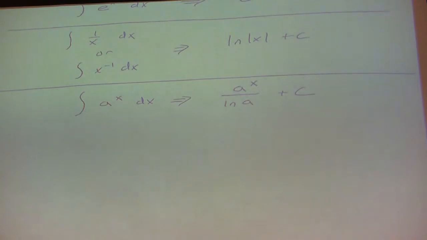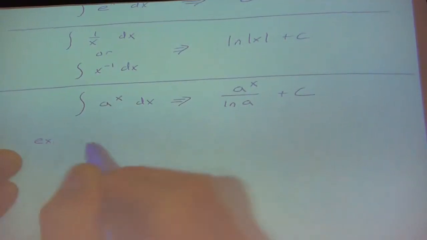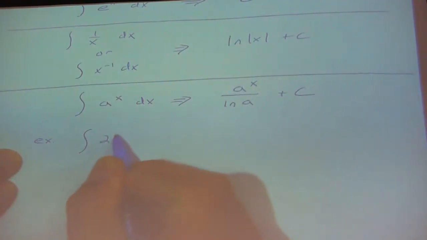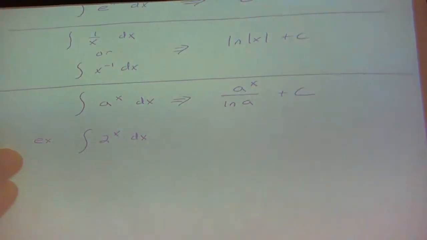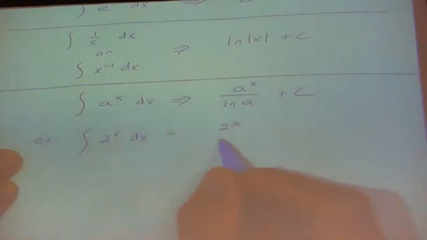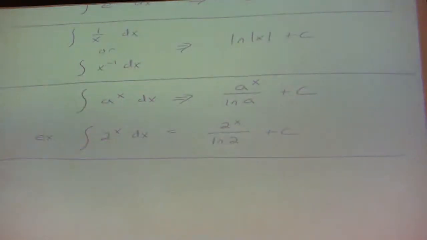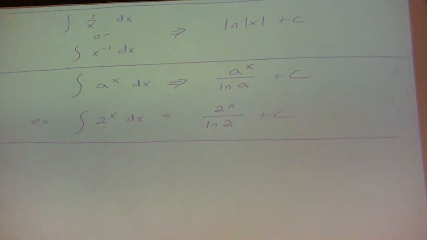So since it's a new one, let me give you an example. So let's say we have the integral of 2 raised to the x dx. What would you do? Step 1, rewrite it. 2 raised to the x over ln of the base, which is 2. Don't forget your plus c. So again, these are special cases. The reason why they work is if you took the derivative, you'd get the original back. But they're not as common.